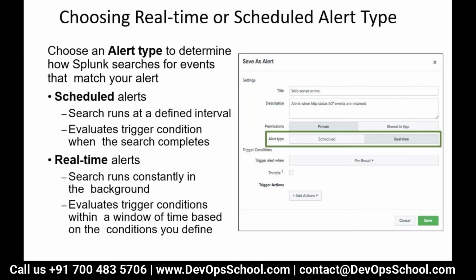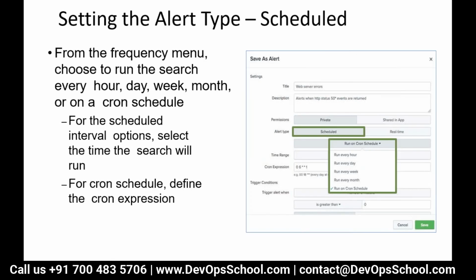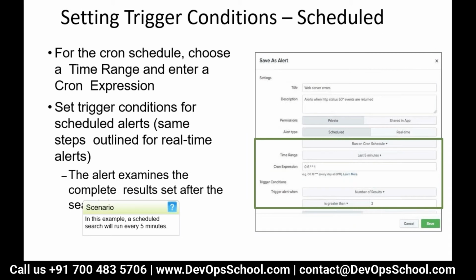Before that, you can also set whether it's scheduled or real time. Okay, whether it's scheduled or real time. Here you are setting up the cron tab. It can be daily, hourly, or whatever real time. Now setting the trigger condition for scheduled, you can do it through various ways, which include a cron schedule, choose a time range, and enter the cron expression. Now the trigger condition for scheduled alerts is the same step as outlined for the real time alerts, and you can set this.